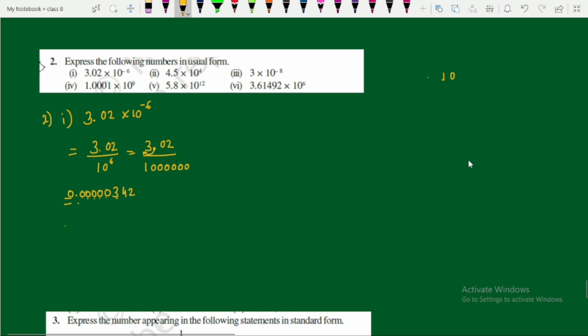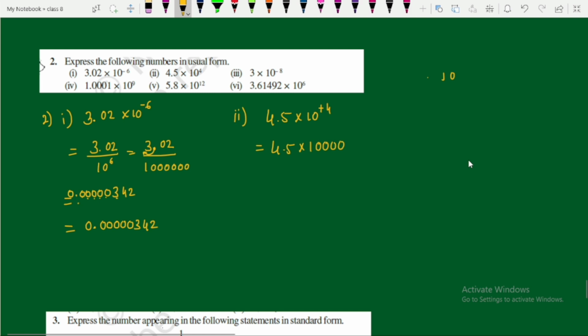Okay, so this is the writing in the usual form, 0.00005 zeros, and this is one more digit, so 4 2. So this is the usual form of writing the number. Okay, so question number 2 we will take, that is 4.5 into 10 to minus 4. So how do we write this one? Sorry, plus 4 it is.